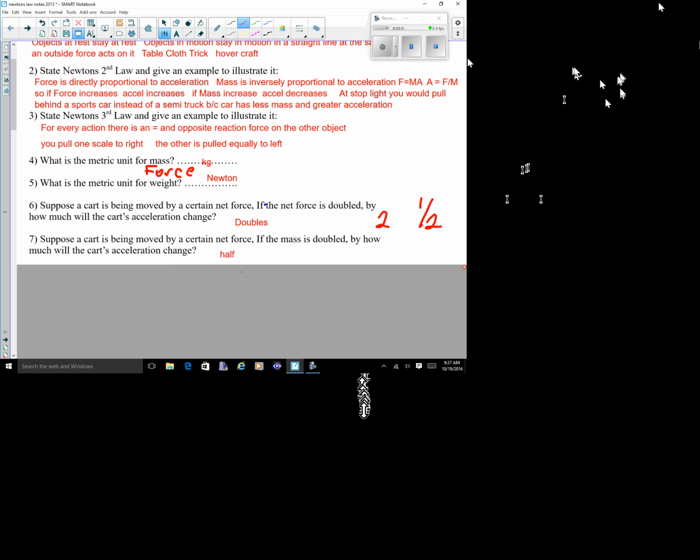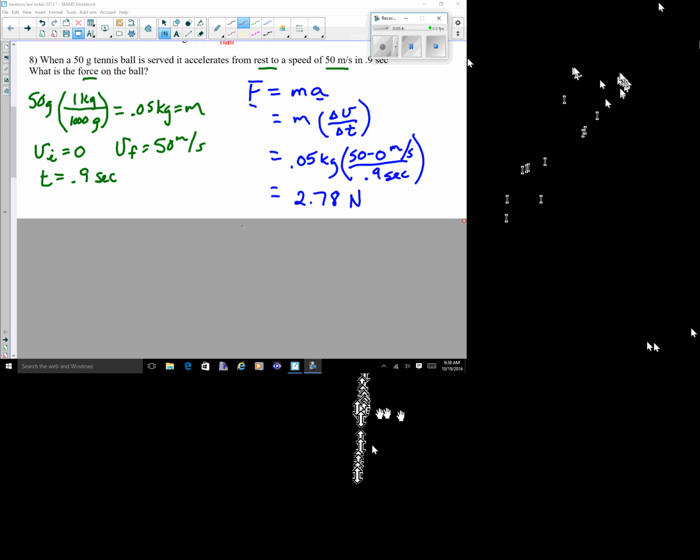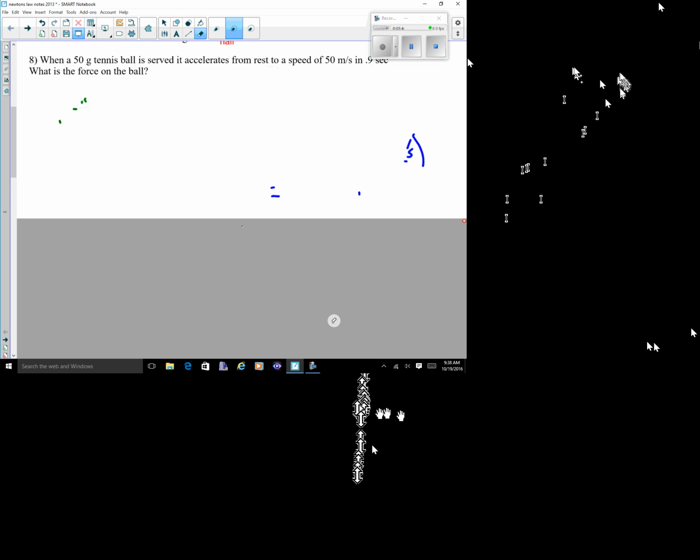Got this pretty big problem here. Got a 50-gram tennis ball. So let me give myself some room to write here and work out this problem. Okay, let me erase this here. There we go. All right, so the first thing it says, we got a 50-gram tennis ball.